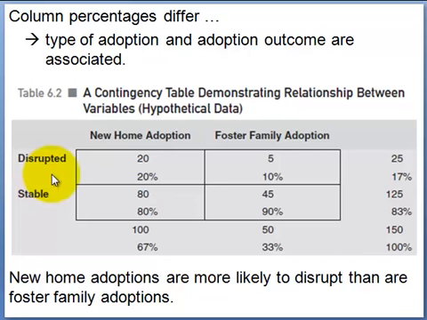So here's another peek at table 6.2, and do observe again that these percentages are column percentages, which is to say they're summing to 100 down the column. For instance, 20 plus 80 equals 100.